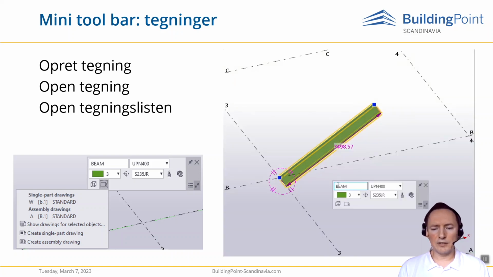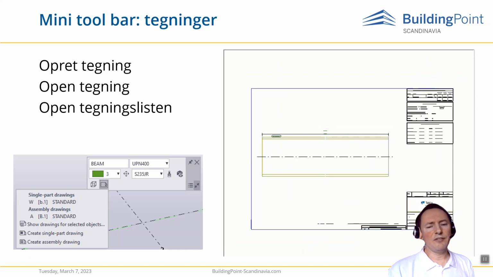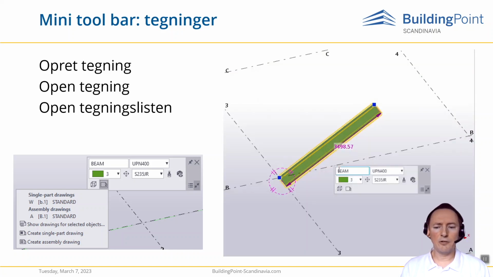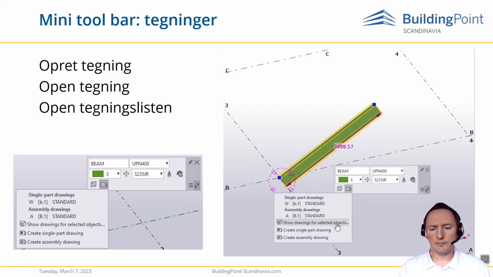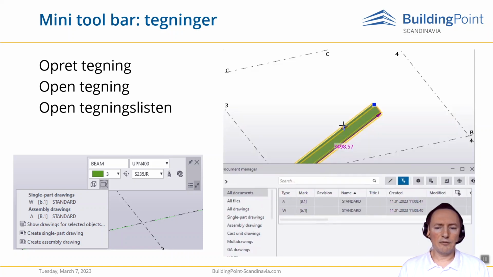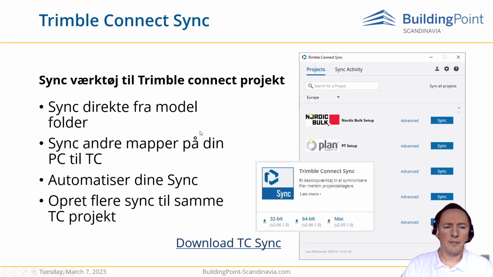The same goes with the assembly drawing. Go down here, take the assembly drawing, click on it, and it will open directly. So it's a really, really fast way to find a drawing belonging to a part in the model. You can also open the drawing catalog, the document manager, directly from that part, and you can see the 2 drawings belonging to that part from the document manager. It's just small tips to quickly find the drawings.